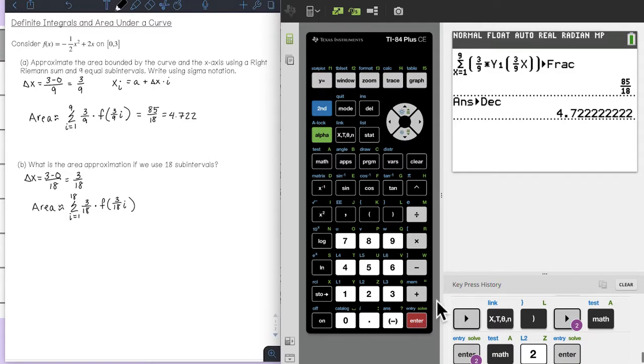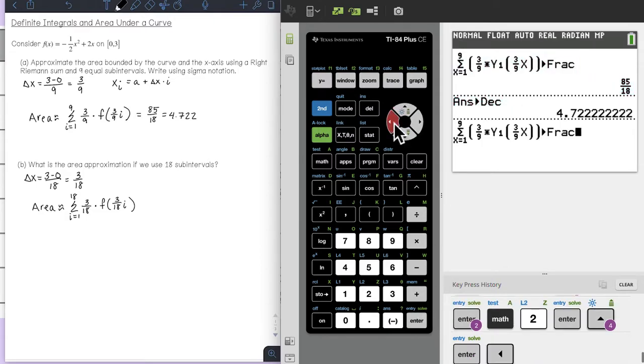So now you probably see why I didn't reduce that fraction, because now in my calculator, if I scroll up and copy that down, all I have to do is change all of the 9s to 18s, and I can just hit enter again. So it's way less typing. Just have to edit this formula. Work smarter, not harder, right?